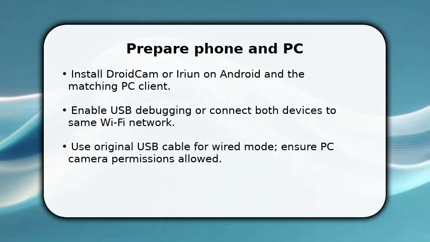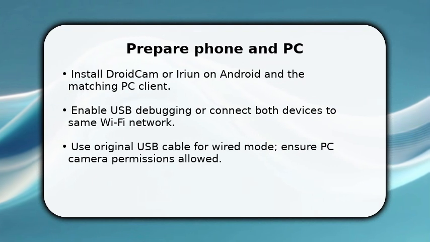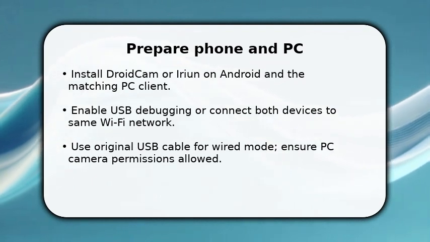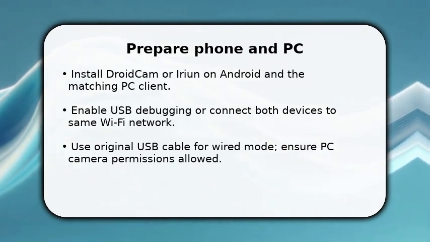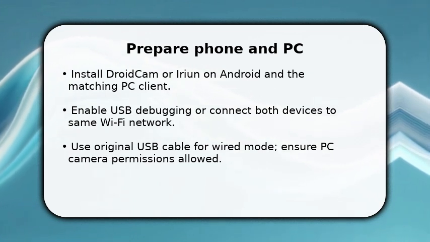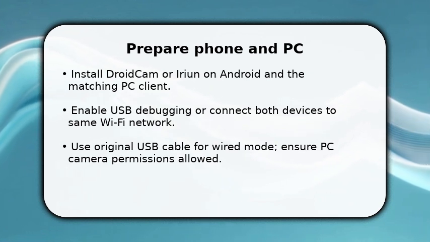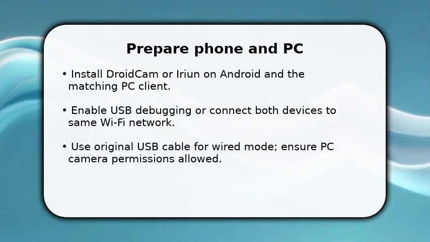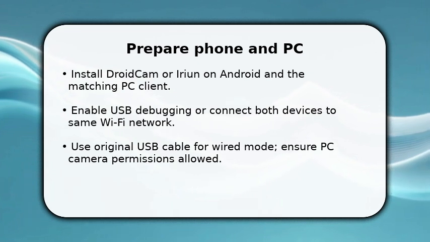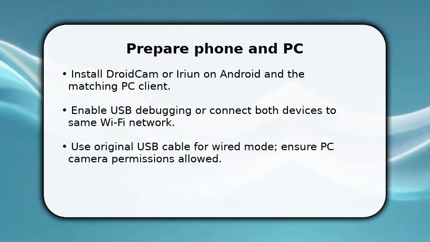You start by installing the chosen app on both devices so they can talk. This is critical. Once done, enable USB debugging and developer options if you want wired stability, or confirm both phone and PC share the same Wi-Fi network for wireless. Make sure the PC client is allowed to access your camera and microphone. Without permissions, the feed won't appear.